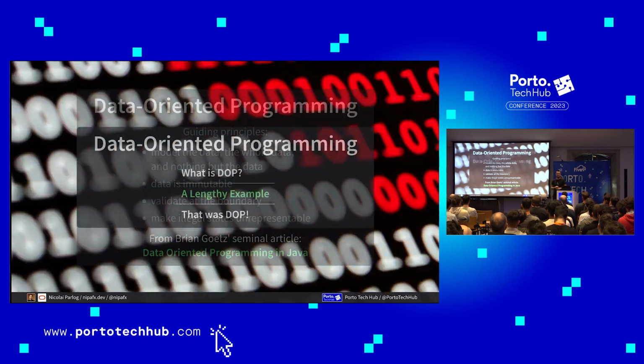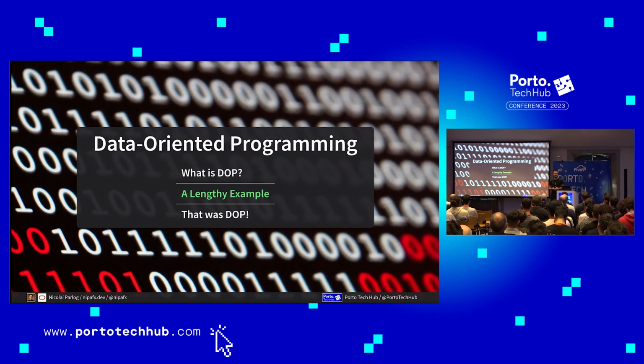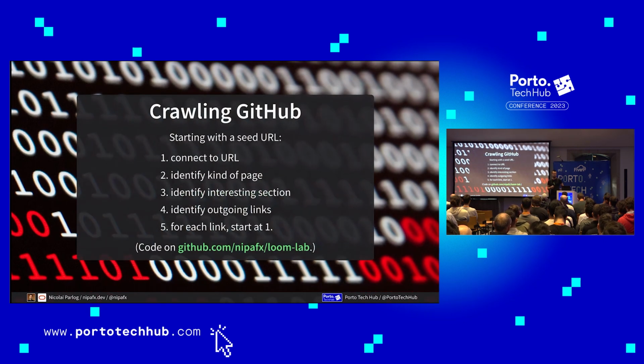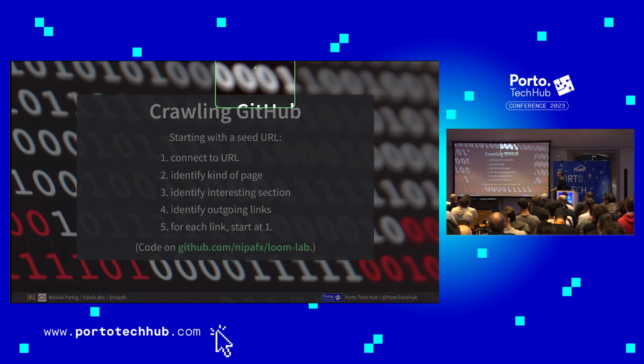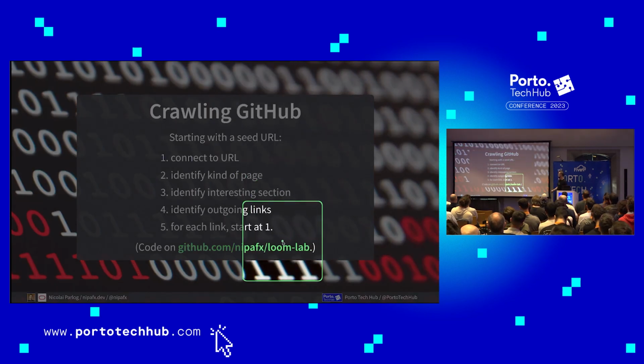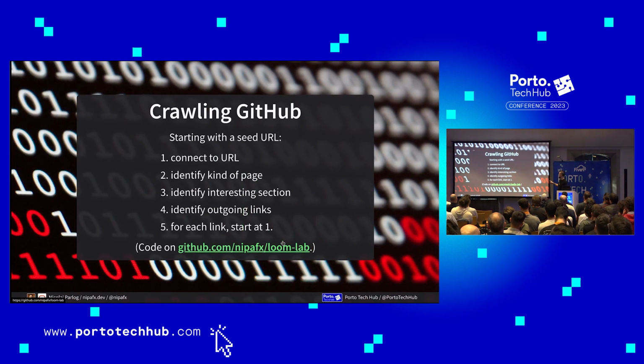So let's go with this example, and let's apply this step by step and turn something like an object-oriented solution into a better data-oriented solution. The code that I'm showing you here does exist online on my GitHub. It's in Loom Lab. It's maybe a little bit confusing. I'm going to show you in a second why that is.